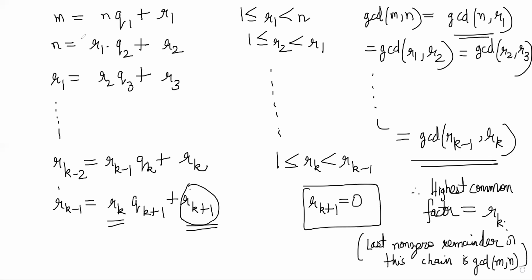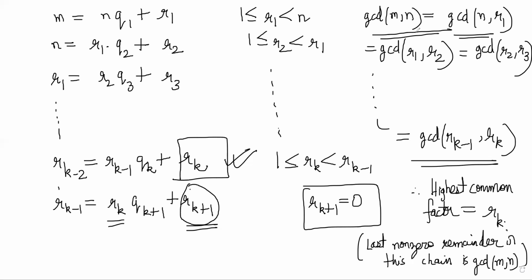You keep doing this till you get a 0 remainder. The last non-zero remainder is the HCF or the GCD. How are we getting it? We are getting it using the property that we just proved on the previous screen, where GCD(m, n) is equal to GCD(n, r), if m and n are any two numbers. So this is your Euclid's GCD algorithm.